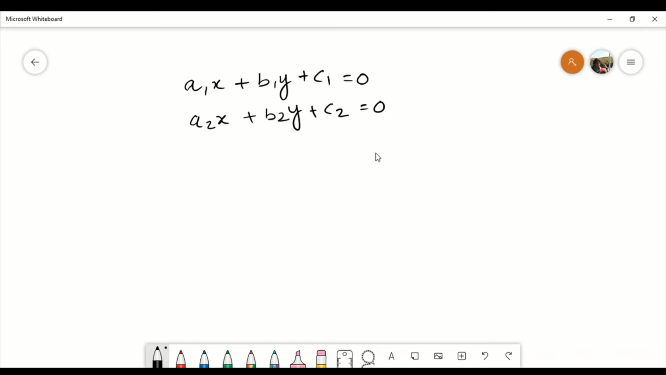So there are two ways of doing it. You can either plot these two equations on a graph on the xy coordinate, and then find out whether they are intersecting or they are coincident or they are parallel. Otherwise, we can look at these coefficients, and then we have a handy way of knowing whether they are intersecting or not. So if a1 upon a2 is not equal to b1 upon b2, that means lines are intersecting.